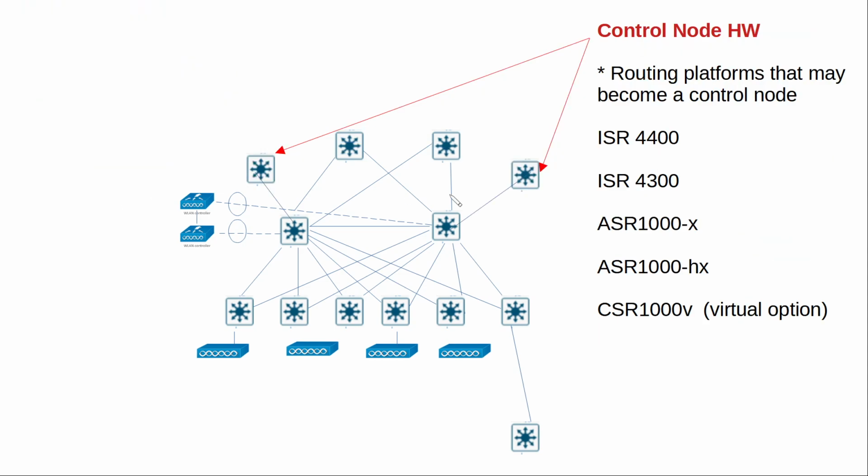What is the hardware that I can use for a control node? If I want to use a single deployment, I can use routers. These are the routers that I can use. I can even go virtual with the CSR 1000V, so I can run my control node over a virtual machine. And remember to always take a look into the SD-Access compatibility list in order to have a more accurate and up-to-date list of hardware that you can use for these devices. That's it.